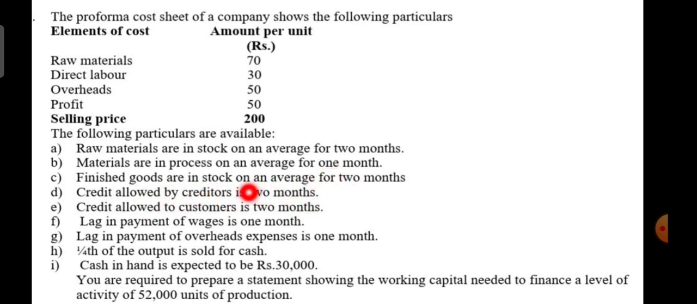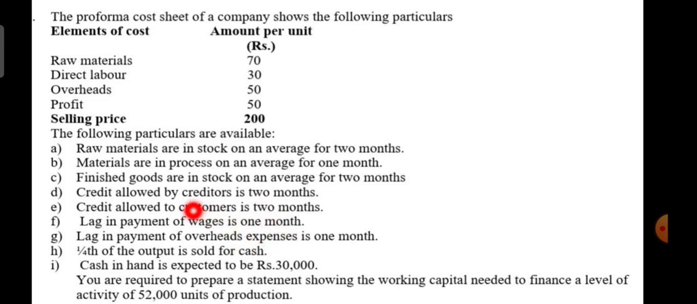Finished goods are valued based on cost of production. Credit allowed by creditors is 2 months. Creditors is calculated based on raw material purchased. Credit allowed to debtors is 2 months. The debtors, or customers, are valued on the basis of cost of sales. Lag in payment of wages is 1 month. Lag in payment of overheads is 1 month. 1/4 of output is sold for cash. Remaining 3/4 is for credit.